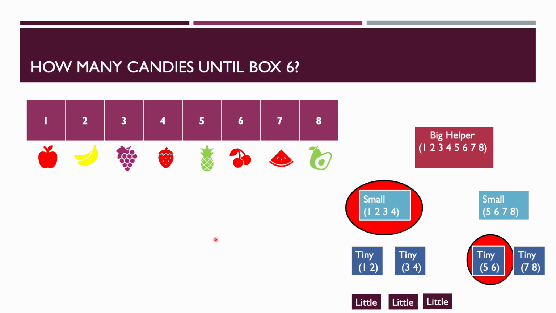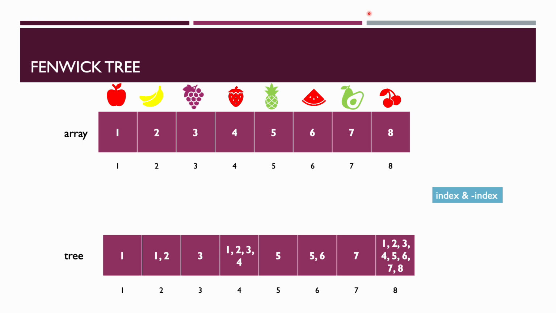Now let's say the question is, how many candies are there up until box 6? Now we don't have to do this manually because we have helpers here. See, we have 1, 2, 3, 4 and then we have 5, 6. So if we ask these two helpers here and sum up whatever answers we get, we are going to get the answer, right? So we did not go manually and check all the boxes from 1 to 6. That saved a lot of time. The helper that we were talking about is actually called a Fenwick tree.